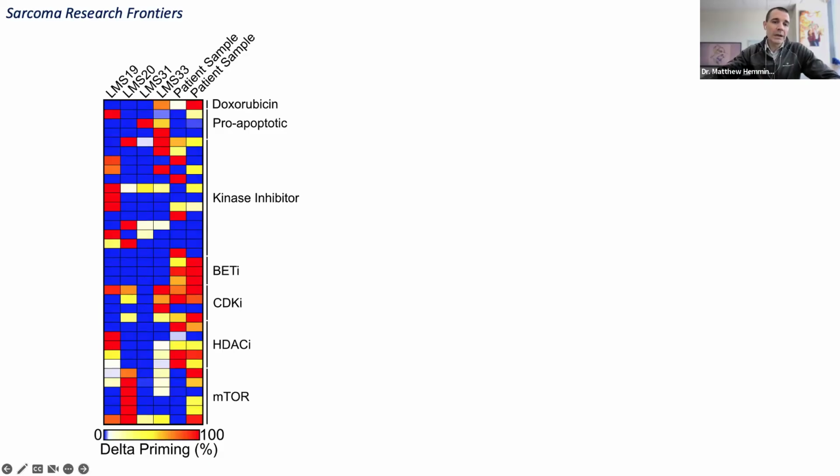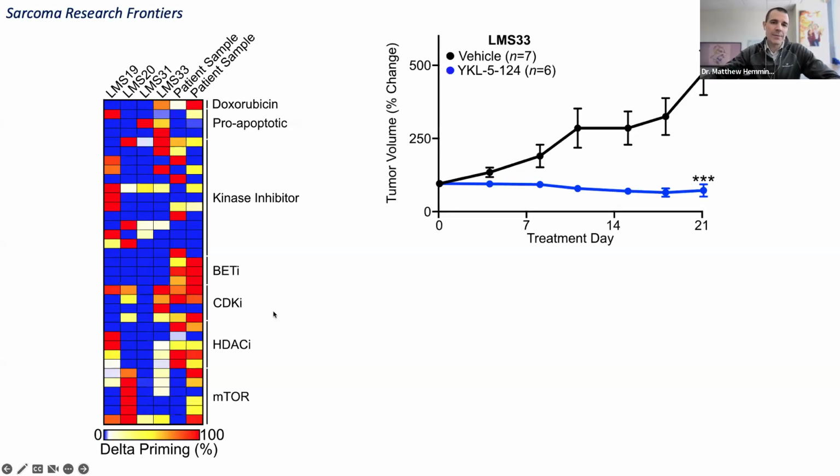I'll just highlight one class of medications that came up as interesting in leiomyosarcoma, a class called CDK, or cyclin-dependent kinase inhibitors. And skipping forward to some of the outcomes, we took these xenograft models and grew them in mice and then treated them with a CDK inhibitor. This is the name of the preclinical drug. This isn't something that's given to patients yet.